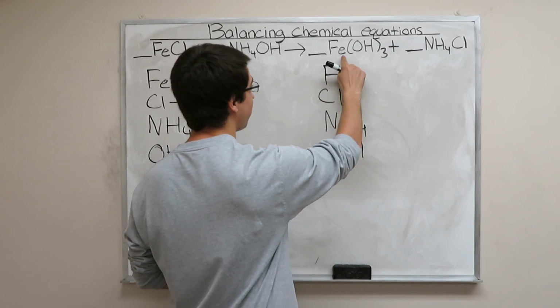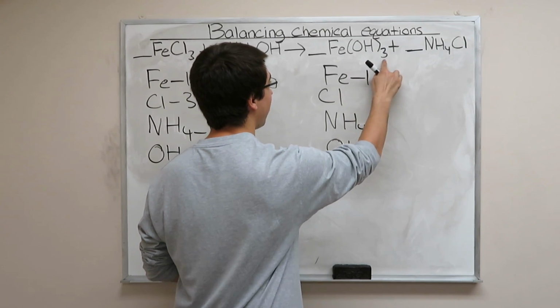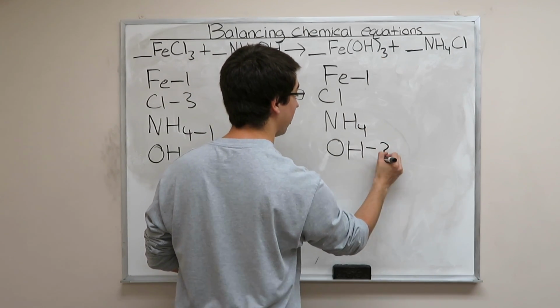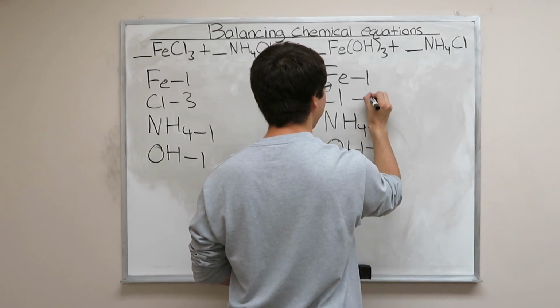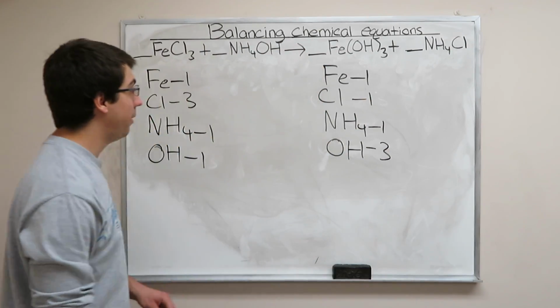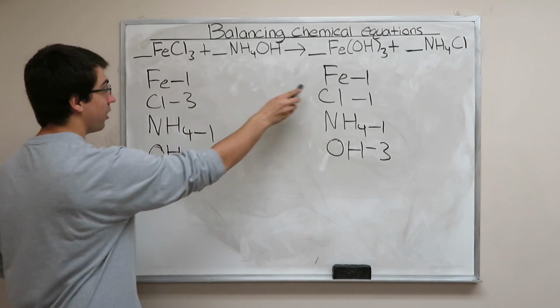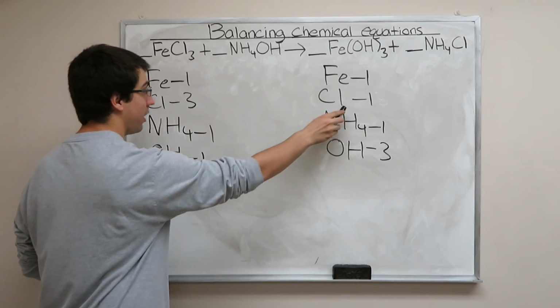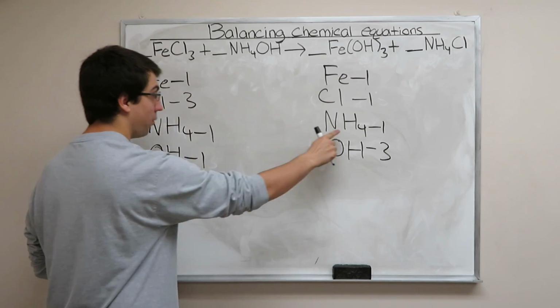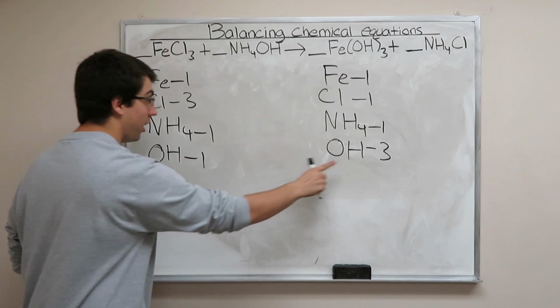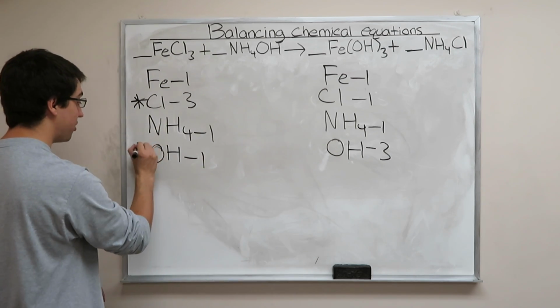On the product side, we have 1 iron. Here we have 3 hydroxides. We have 1 NH4, and we have 1 Cl. And now I'm just going to compare them. Our irons are balanced. Our chlorines are not balanced, so I'm going to put an asterisk here just for a reminder. Our NH4s are balanced, and our hydroxides are not balanced, so I'm going to put an asterisk here.